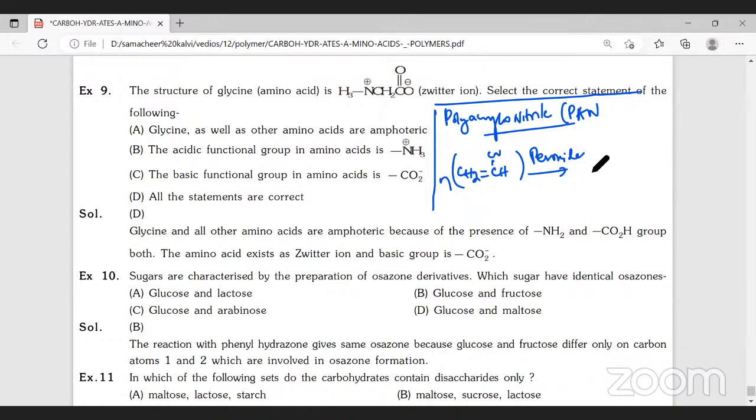So what happens? The pi bonds will break. You will get CH2 single bond CHCN single bond CH2 single bond CHCN. It goes on like this, the long chain. Since there is no space here, I've written it here. This is called polyacrylonitrile. It is used in making carpets, blankets, etc. It is used as a substitute for wool.